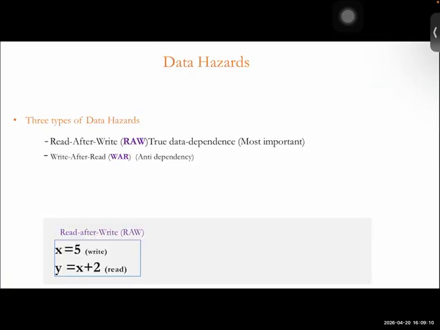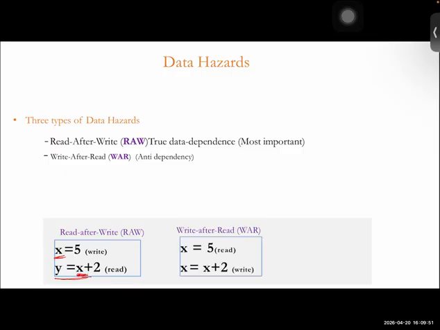Okay. So in this hazard, suppose x is equal to 5 and y is equal to x plus 2. If the x value is read before writing, then the result of this equation will give the wrong result. So the x value in the operation y is equal to x plus 2 must be read after writing the value 5 into x, then only it gives the correct value. That we call the true data dependency.